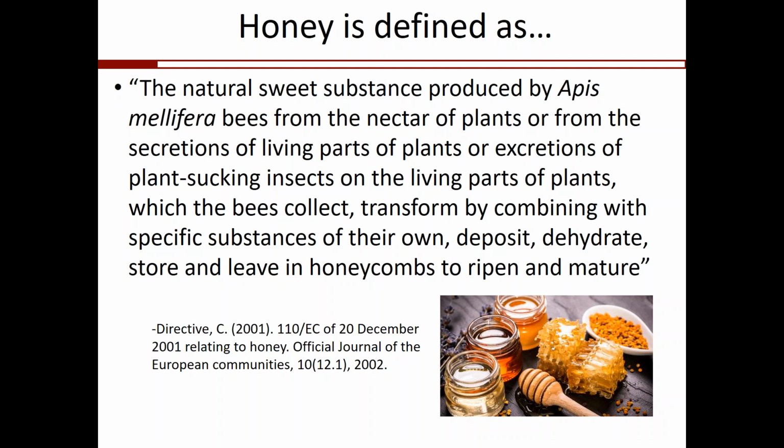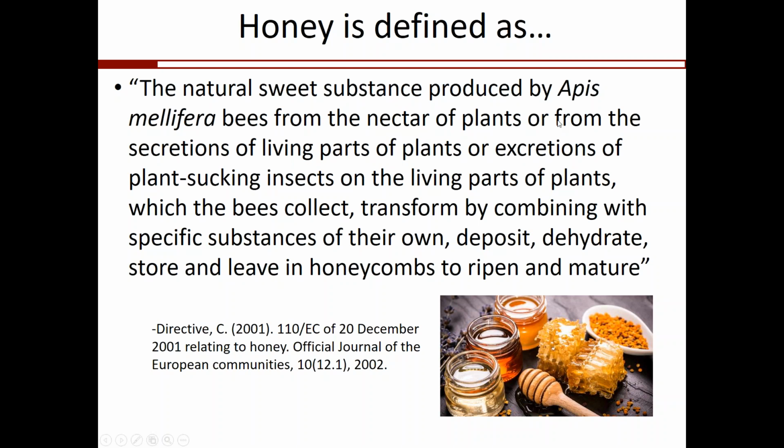But this is taken straight from the European Union, but their standards are one of the highest in the world. And they define honey as the natural sweet substance produced by Apis mellifera bees from the nectar of plants or from the secretions of living parts of plants or excretions of plant-sucking insects on the living parts of plants, which the bees collect, transform by combining with specific substances of their own, deposit, dehydrate, store, and leave in honeycombs to ripen and mature.